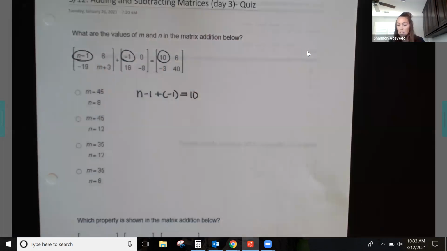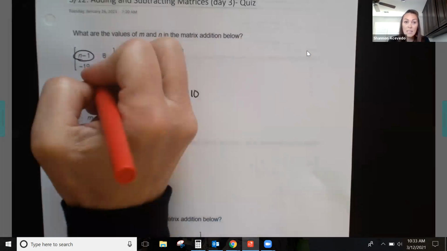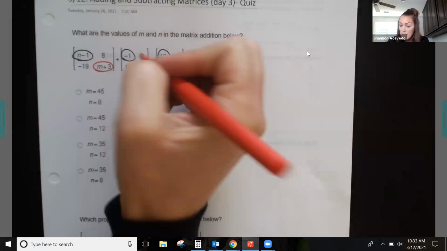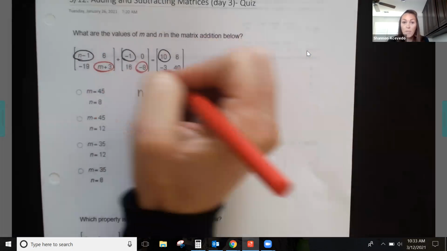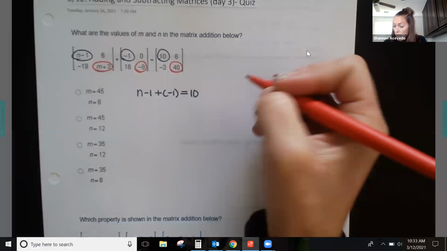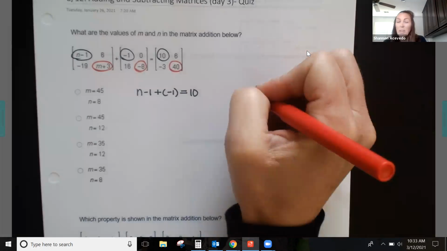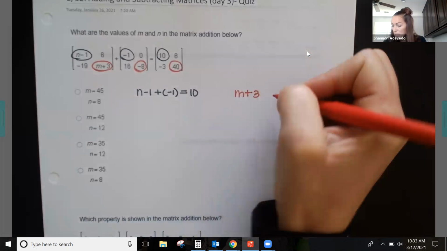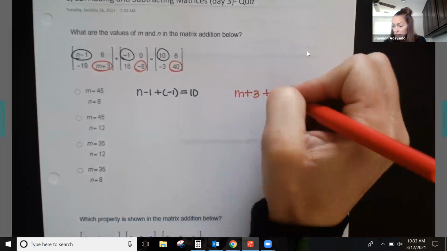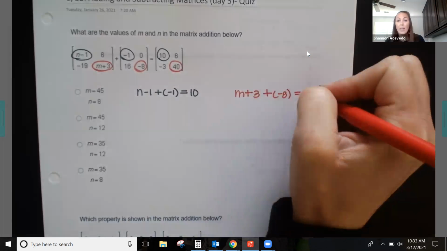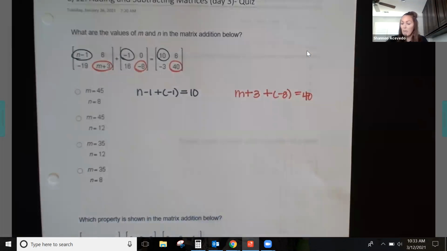And the second equation that I'm going to end up creating is I'm looking to solve for m and n. So I look here and I see here's where my m is. So m plus 3 plus a negative 8 is equal to 40. And then I'm going to go ahead and solve these two equations.